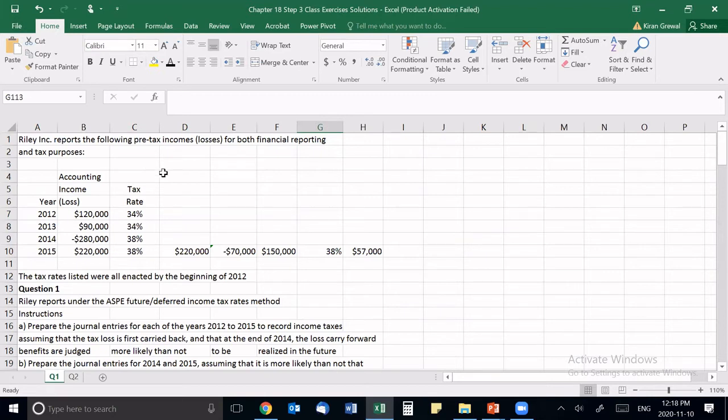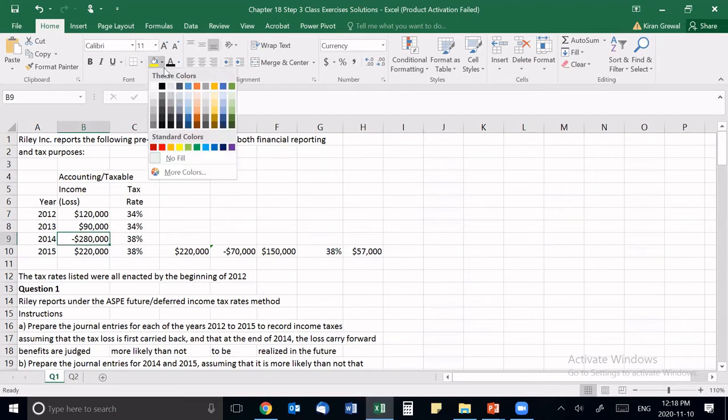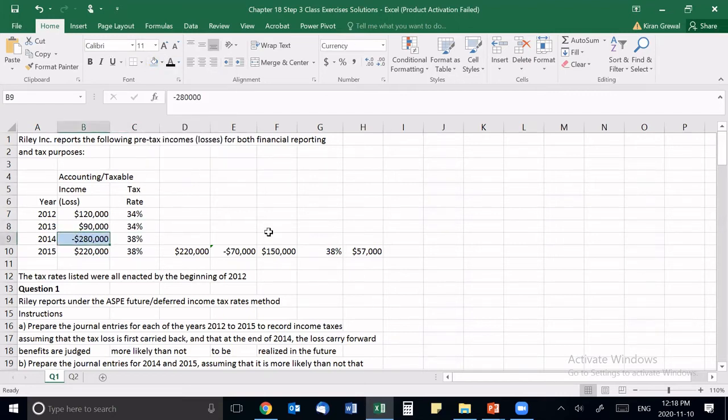Okay, so Riley Inc. reports the following pre-tax amounts for both financial reporting and tax purposes. So this accounting income is also the taxable income. So I'm just going to put accounting and taxable income. To make it simple, we're going to say that the accounting income and taxable income are the same for this example. So 2012 to 2015 was 120, 90, 280, 220. So we have a loss in 2014. Let's just remember that we have a loss in 2014, and then these are the tax rates.